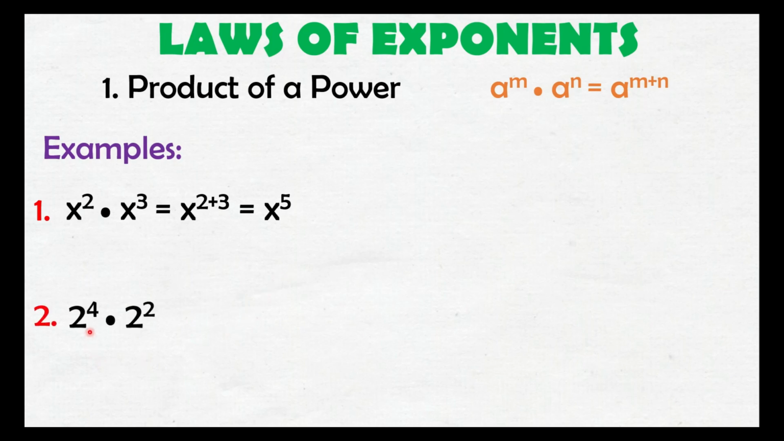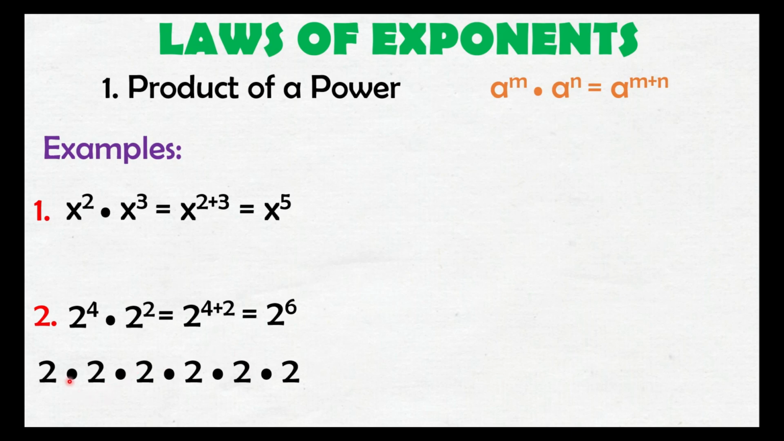Another example is 2 raised to 4 times 2 raised to 2. Same base, kaya pwede natin i-apply yung rule natin dito na product of a power. So, copy lang natin yung common base, 2. Tapos, i-add natin yung mga exponent niya. So, 4 plus 2 is 6. So, we have 2 raised to 6 and i-expand natin yan. Okay, expand natin. Uulitin natin ng 6 na beses yung base na 2. So, i-multiply natin siya. Makukuha natin ay 64.